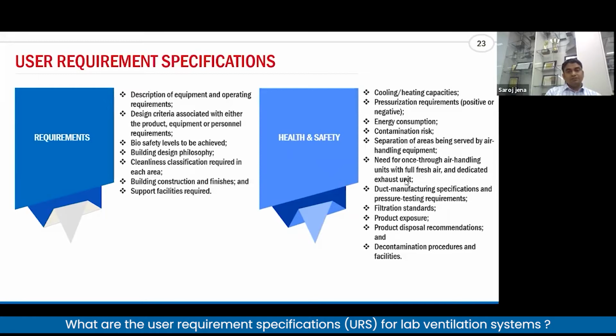Building construction finishing: where it will be fitted, because that is a mounted equipment. Support facilities required: what type of electricity you need, what air supply you need. All of these things you need to ask the vendor about thoroughly.